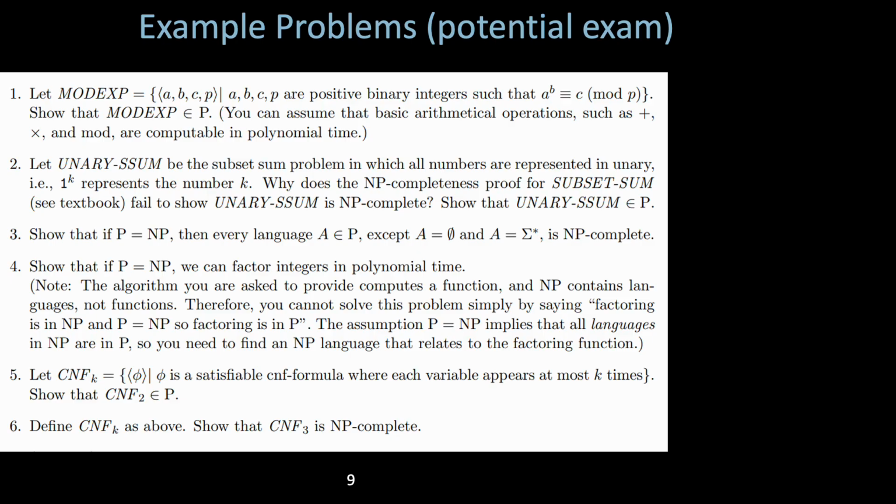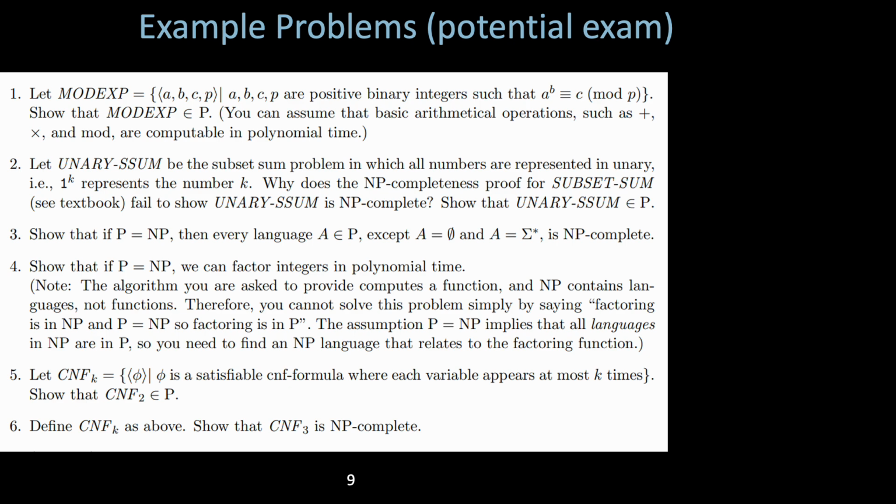Leaving off here at the end of the video, I want to give some examples of problems that we might see on an exam or maybe a homework, which is showing that certain things are in NP or in P. Thinking about whether things are in NP, you usually just want to show that you can verify it in polynomial time. If you want to show that something is in P, you would have to show an algorithm that can actually solve the problem in polynomial time.